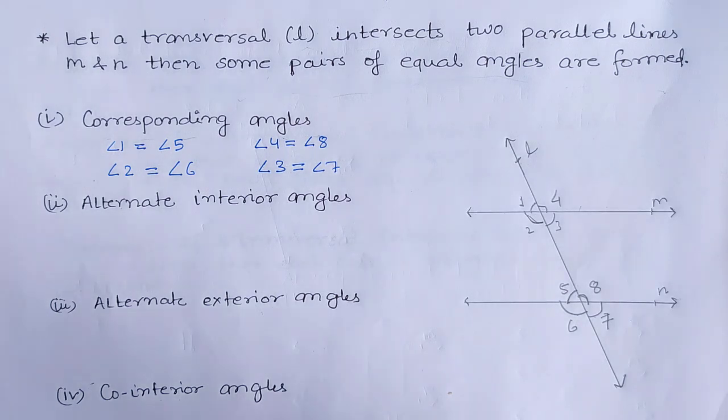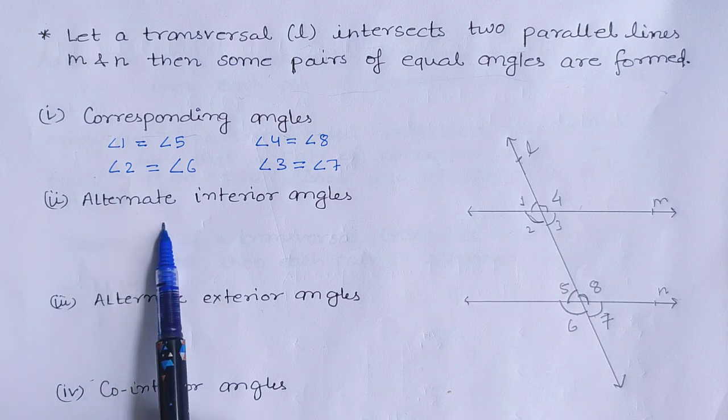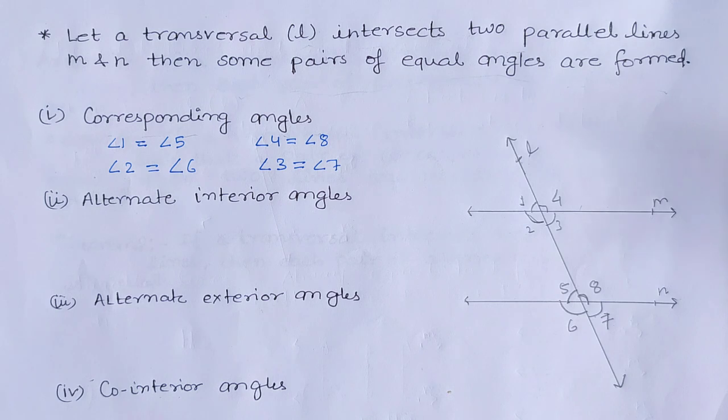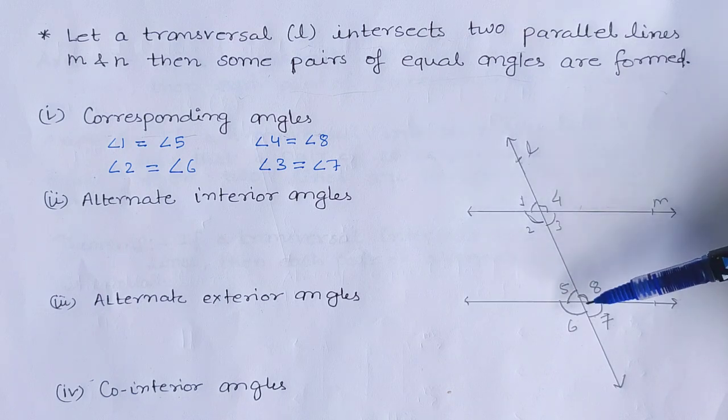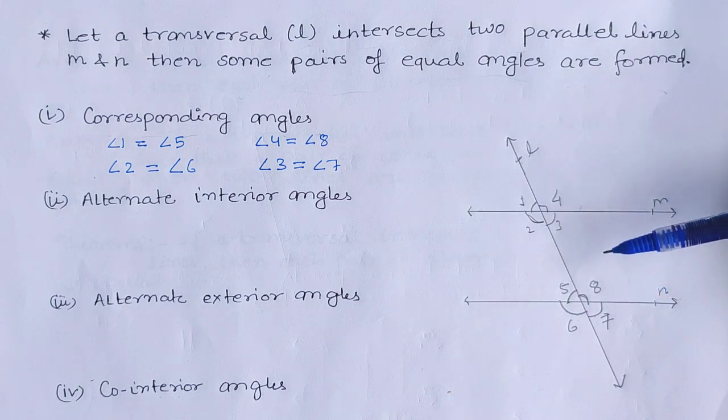Okay students, now coming to the second concept, that is alternate interior angles. Which pairs are alternate interior angles? Alternate means on different sides, and interior means in between these two lines. So the first condition is on different sides and the second condition is in between these two lines.